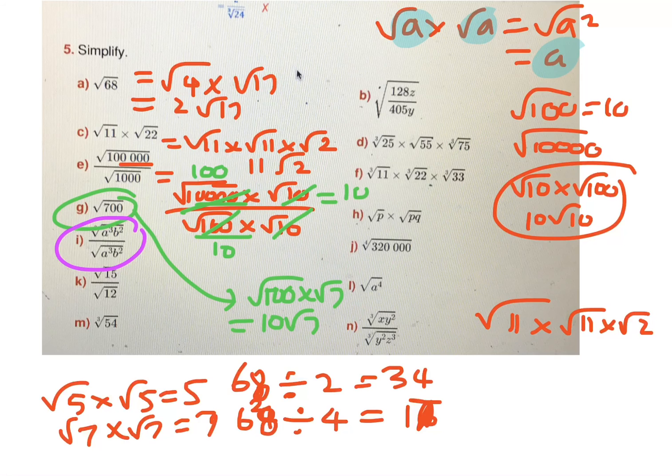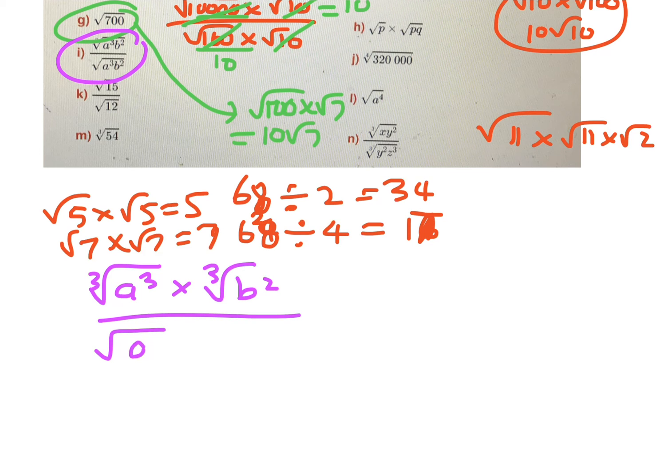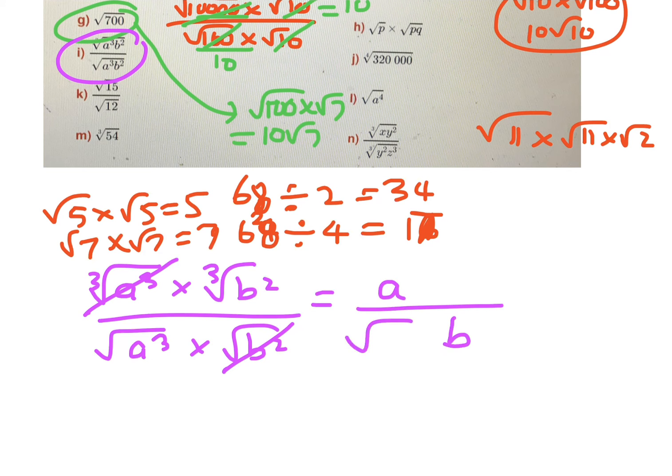This one here, a cubed, I'm just going to do it down here. So it's the cube root of a cubed times the cube root of b squared over the square root of a cubed times the square root of b squared. Now that one cancels and just gives you an a. That one cancels itself out and gives you a b. This is the square root of a cubed and the cube root of b squared. And you can't really do a whole lot more with those.